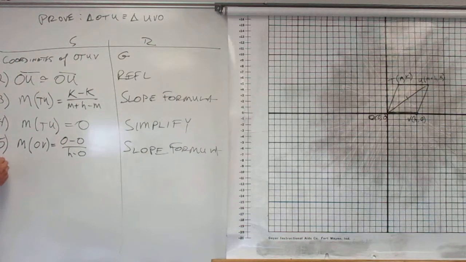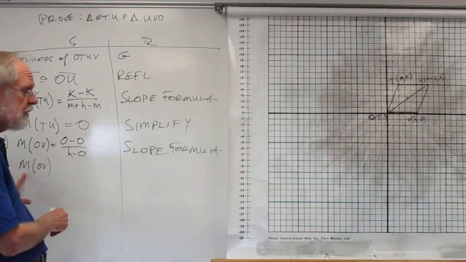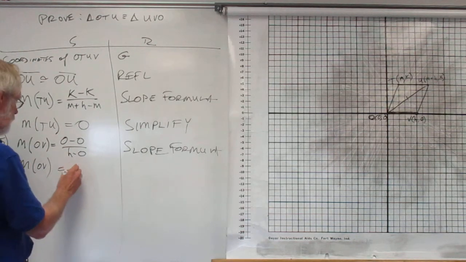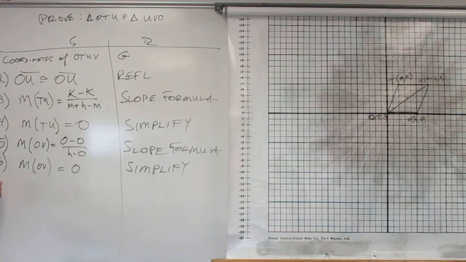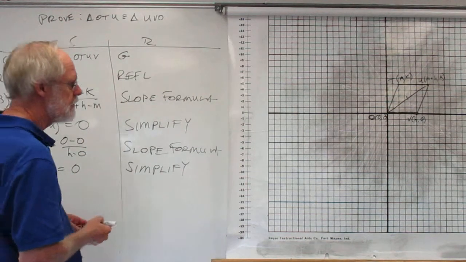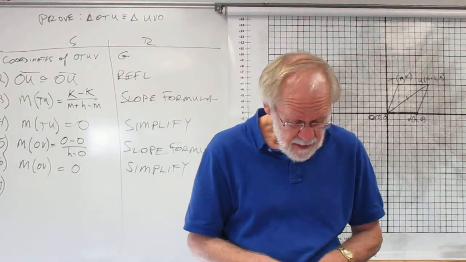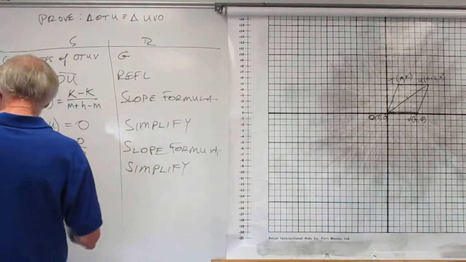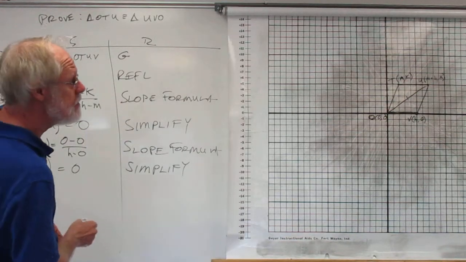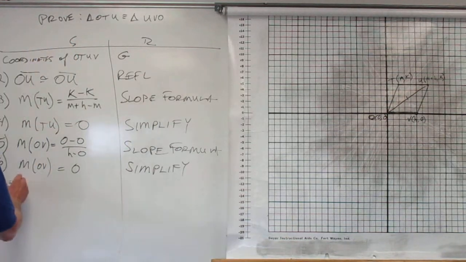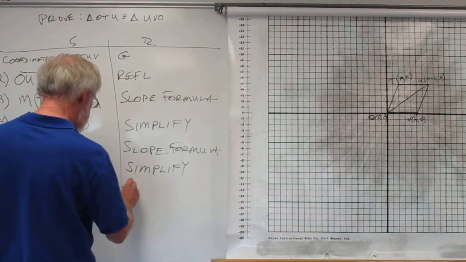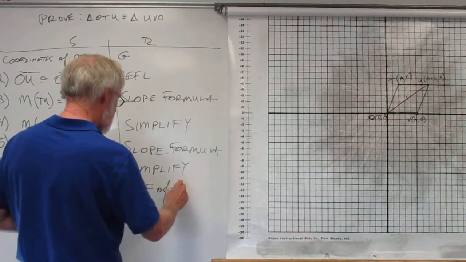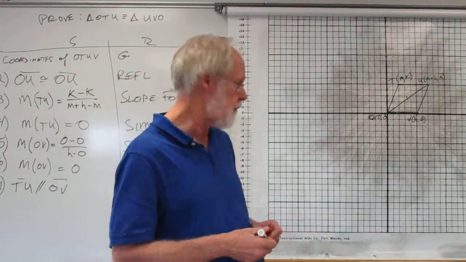Okay, and then number 6 is going to be again simplify, and we get m of OV, the slope of line segment OV, is equal to 0, and that again is simplify. Now, the two slopes are the same. So I can now say that TU is parallel to OV. And the reason for that is going to be definition of parallel, because if they have the same slope, they're parallel.